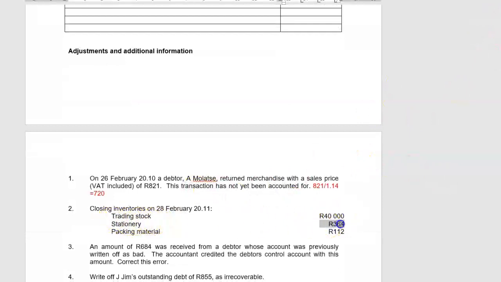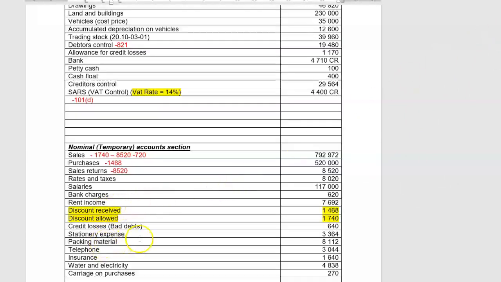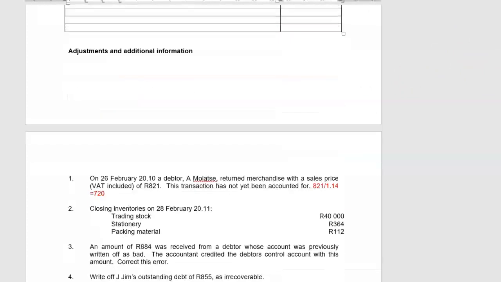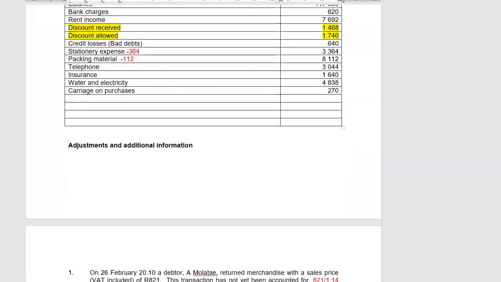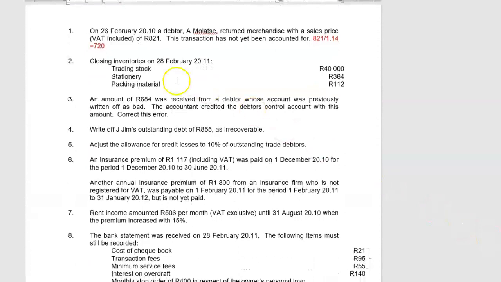Good, then stationery on hand at the end of the period is 364 Rand. And what I'm going to do is reduce my stationery expense with 364 Rand, and I will transfer that amount to an inventory consumable stock figure. They don't ask for the inventory, so I'm not bothered about the counter leg. Packaging materials, 112 Rand, so I'm going to credit again my expense account with 112 Rand. I will debit the consumable stock inventory account. Again, they don't ask for the inventory, so I'm not bothered with that part of the answer.